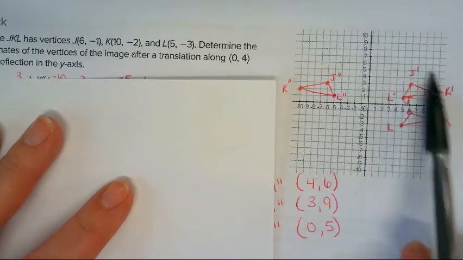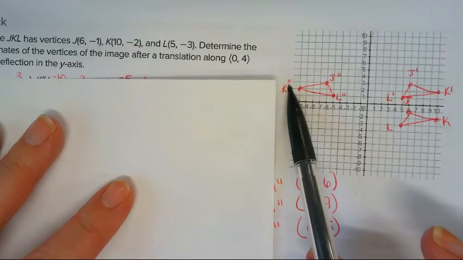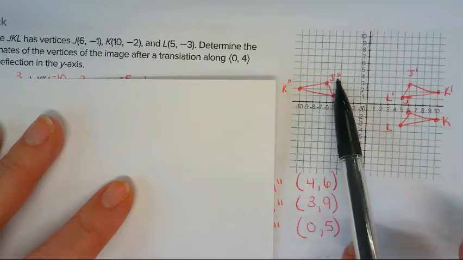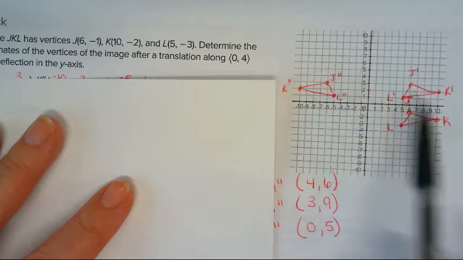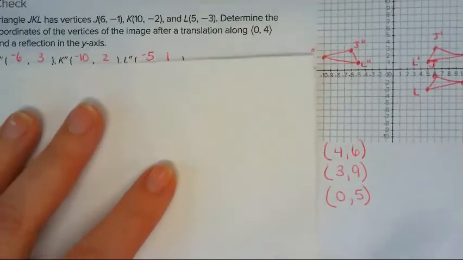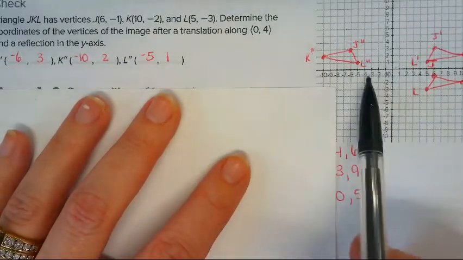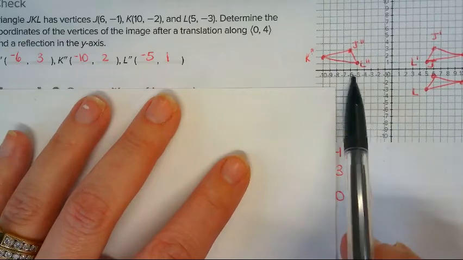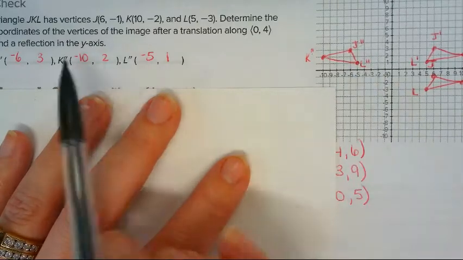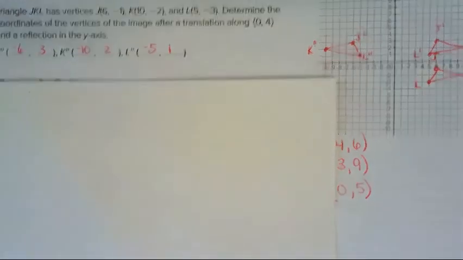The first image had J prime with one apostrophe. The second image had J double prime to show I did a second transformation on J. And then I went ahead and listed out my coordinates, which I forgot to do in example number 1. So J double prime would be (-6, 3), L double prime is (-5, 1), and K double prime is (-10, 2).